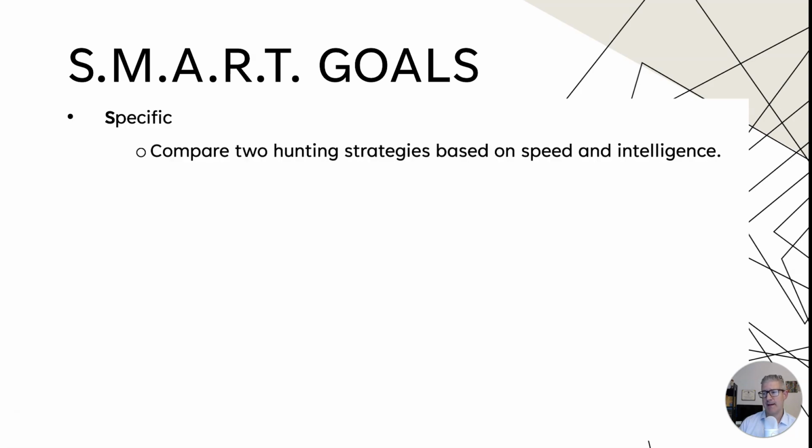So for specific, compare is good, but let's be more specific. How many strategies? How detailed should the comparison be? So we update it to students will compare 2 hunting strategies for T-Rex and Velociraptor based on speed and intelligence. For measurable, how will we know they did it? Quizzes? Presentations? Let's measure it with a written analysis of 300 words.